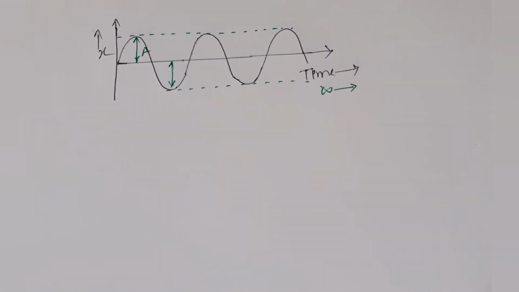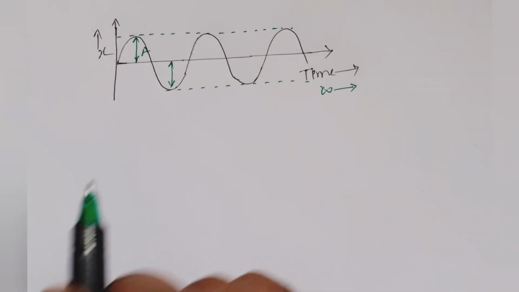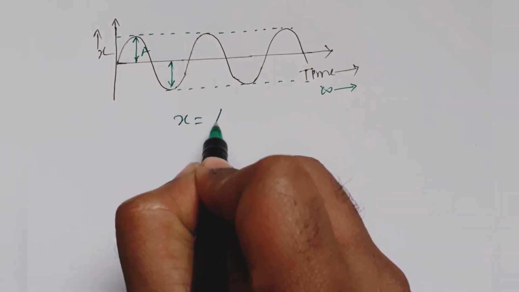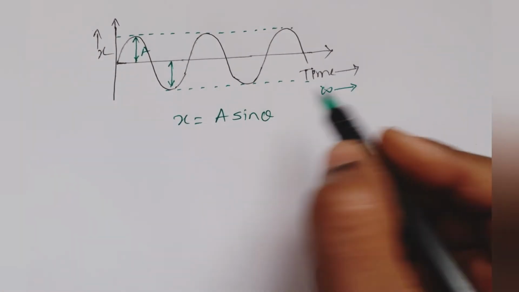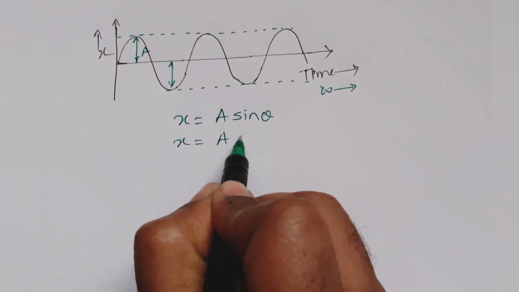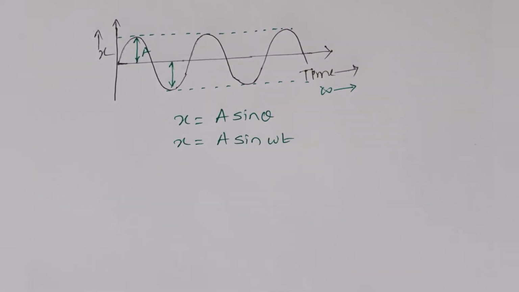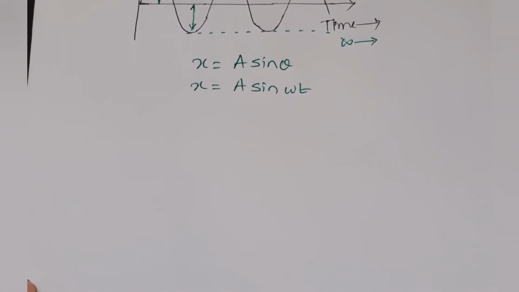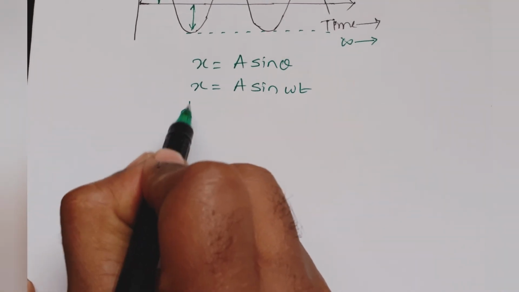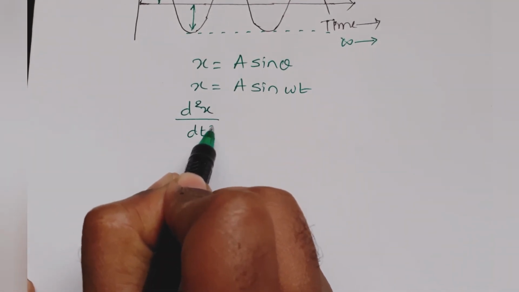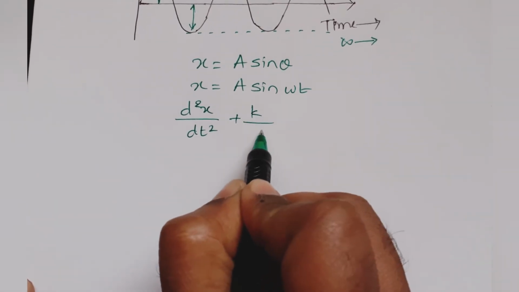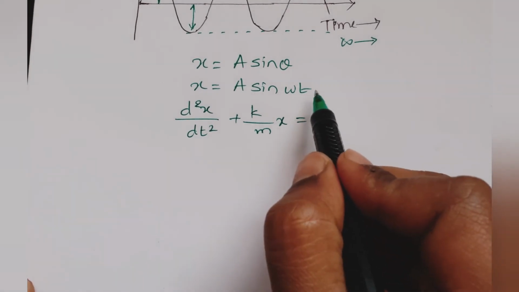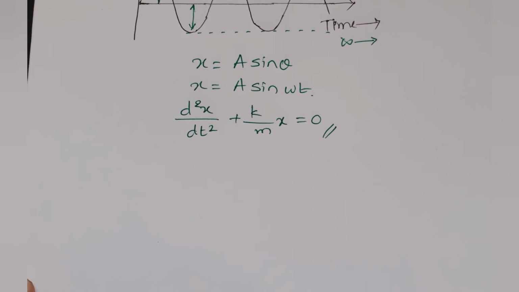The equation for free oscillation is the same as that of SHM, that is x = a sin θ, or you can write x = a sin ωt. The differential equation remains the same: d²x/dt² + (k/m)x = 0. This is the differential equation, and the solution of this is x = a sin θ.